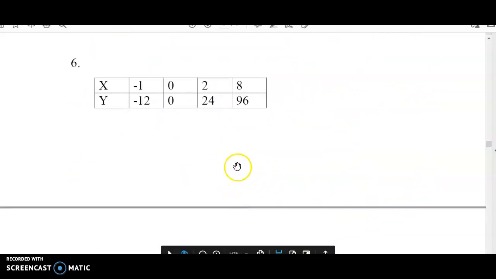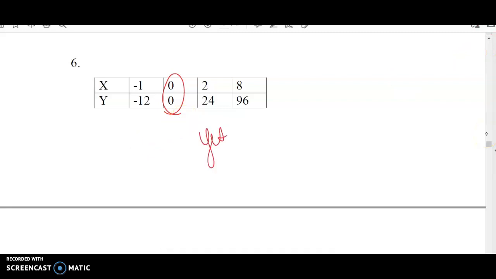Okay, so let's take a look at this guy here. Automatically, you can see, yes, it does, because it goes through the origin. Okay, so just write yes.